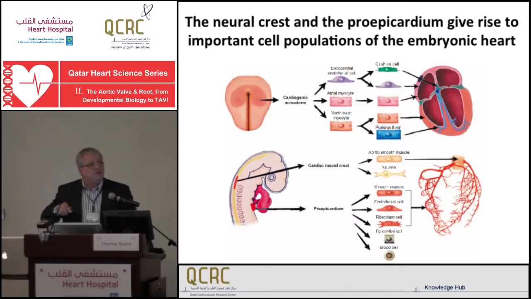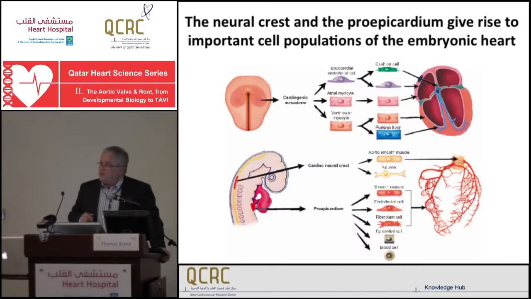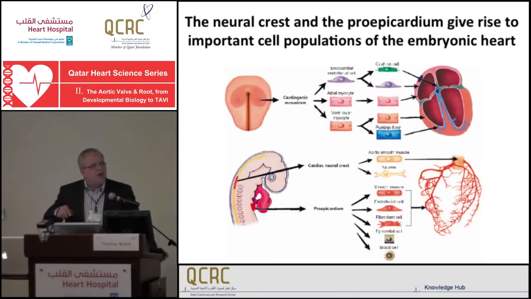One cell population is the cardiac neural crest, which migrates via the outflow tract and is particularly important for separating the aorta and the pulmonary trunk. And we have the proepicardium, which generates quite a variety of different cell types, including smooth muscle cells, endothelial cells, fibroblasts, epicardial cells, and even intracardiac blood cells. These also migrate onto the myocardium and generate important structures and cell types of the myocardium.